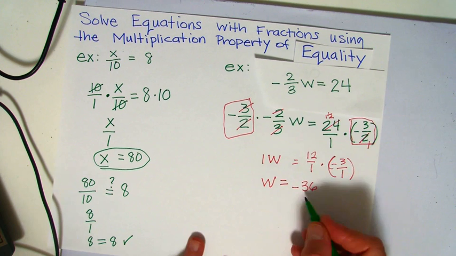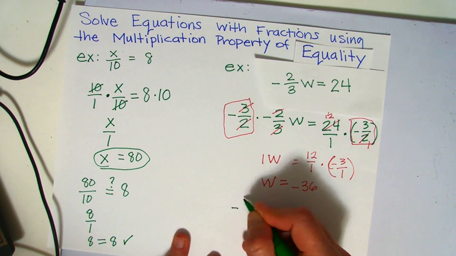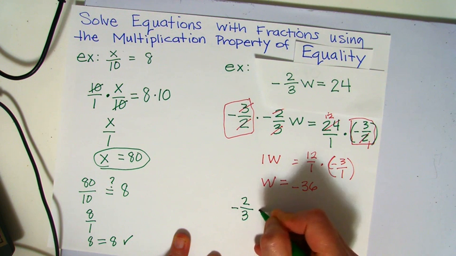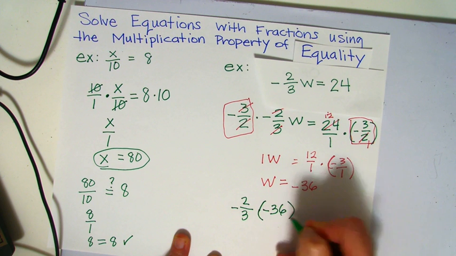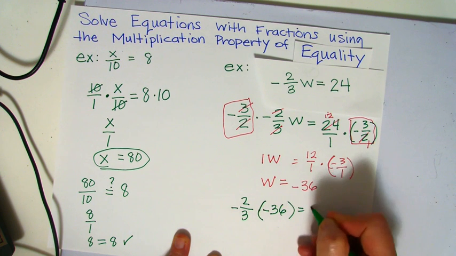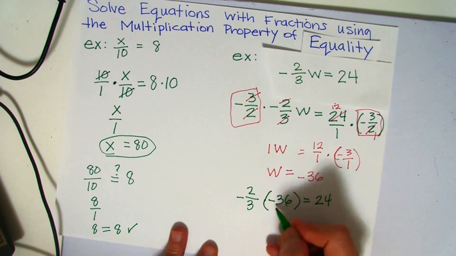If I plug in negative 36 for w, it will look like this. Negative 2/3 times, or I'll put parentheses, negative 36 equals 24. Actually, I probably should have put it over 1. I'll do that.